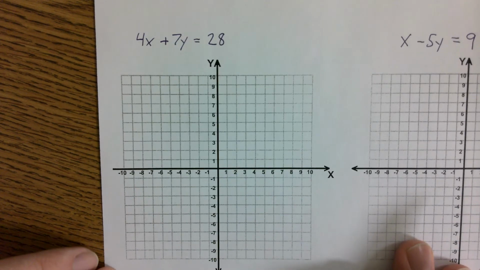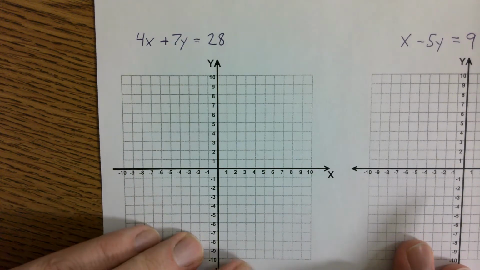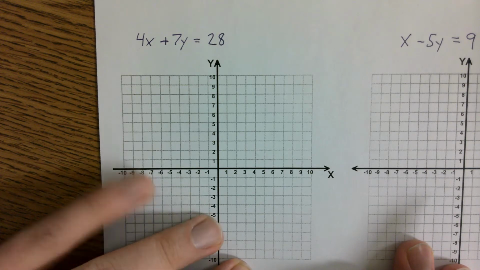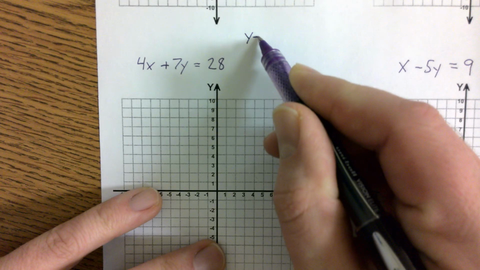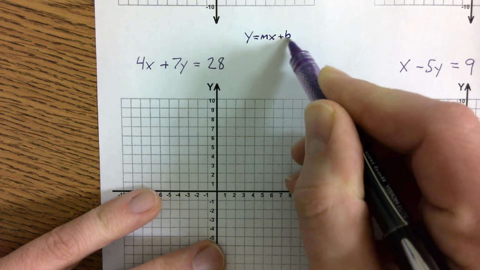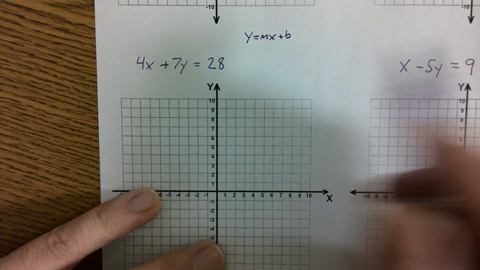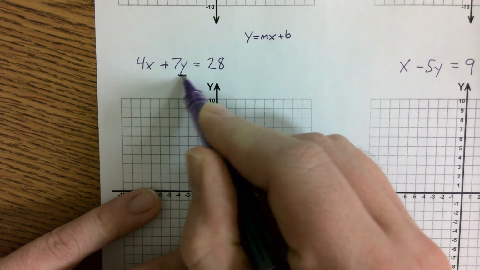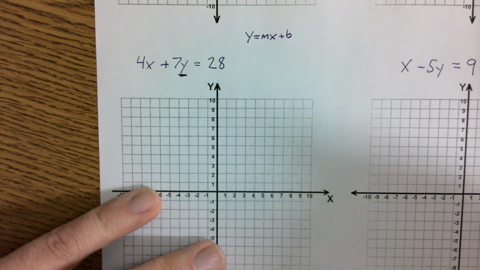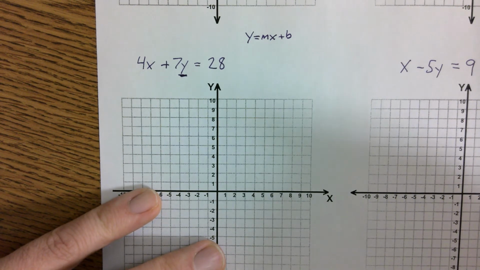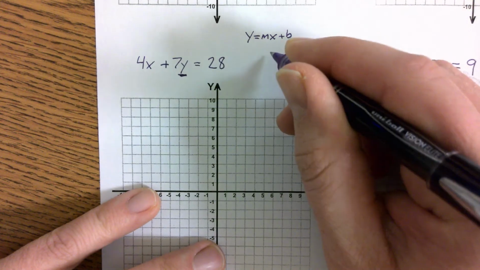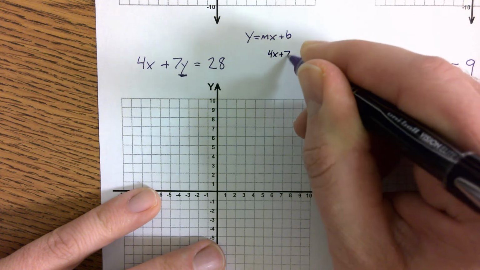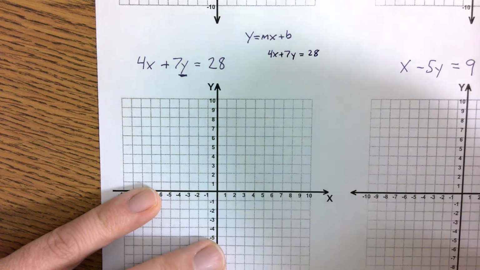This first one right here would work with the cover-up method, but we are going to convert it. And to convert it, that means we want it to look like y equals mx plus b. Basically, we want to get the y all by itself. That's the goal here. That's how we change it to slope-intercept form. So I'm going to write it off to the side here. I have 4x plus 7y equals 28.